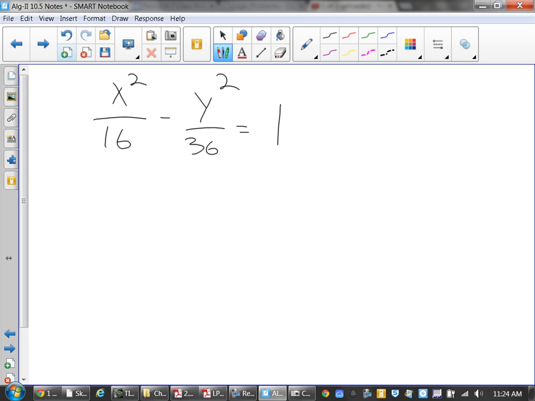What comes first in this problem, x or y? So that means it's an x squared hyperbola, which means it's moving left and right. That's how you're able to tell what direction things are going. It's all dependent upon what comes first, x or y. If the y came first, it'd be going up and down. If the x goes first, it's left and right.